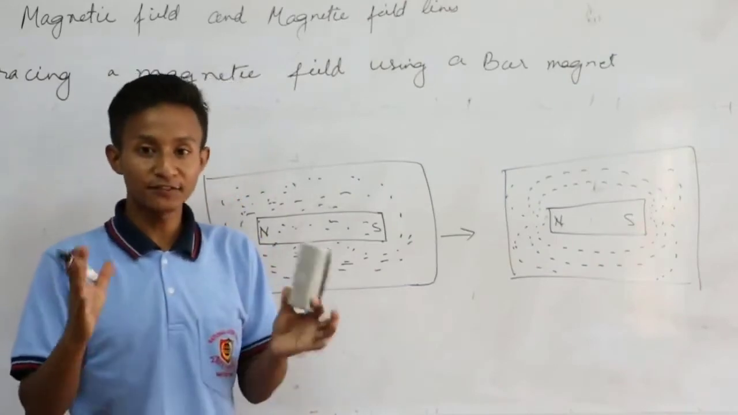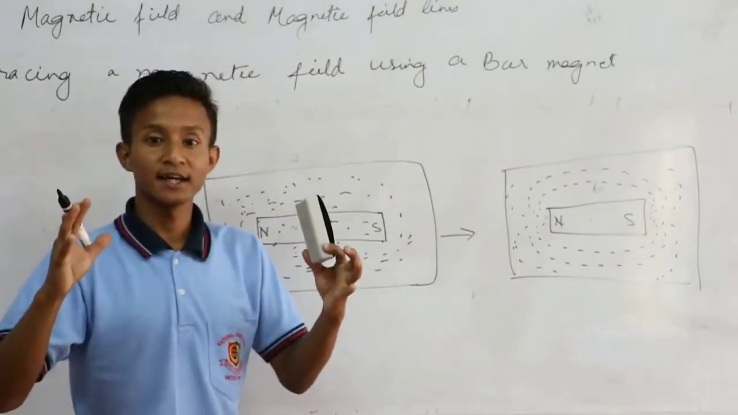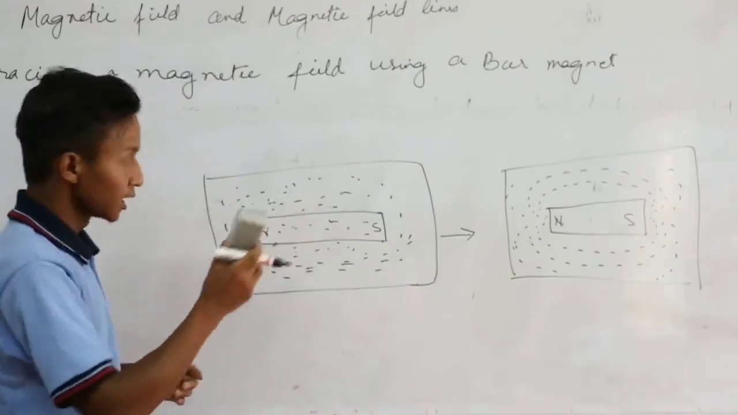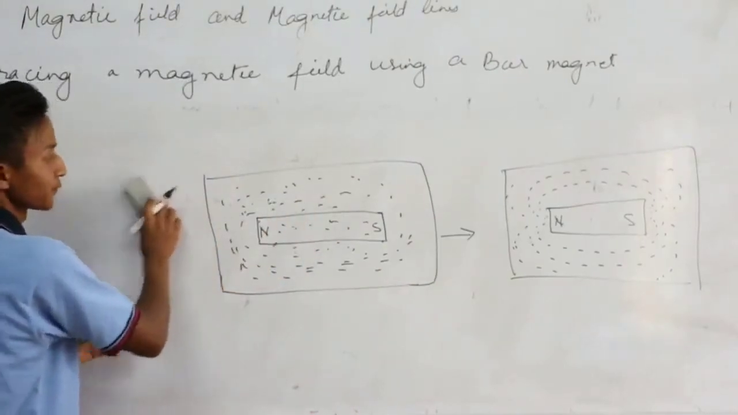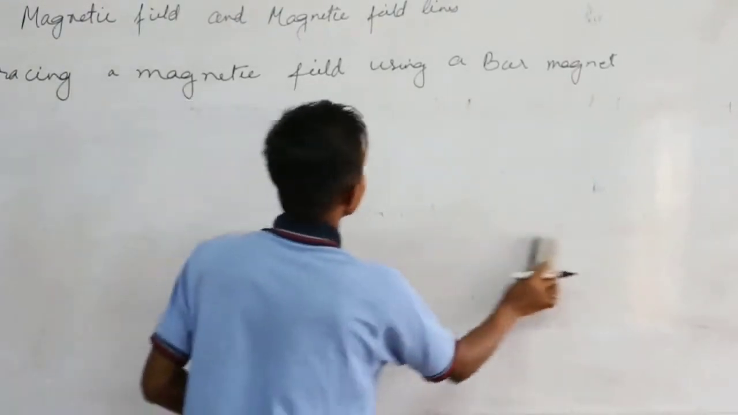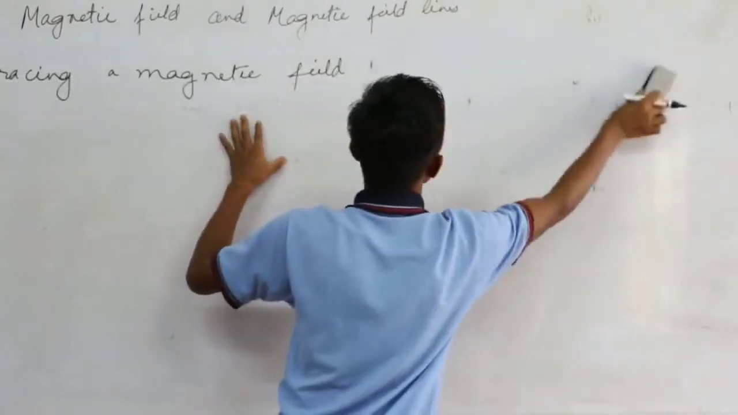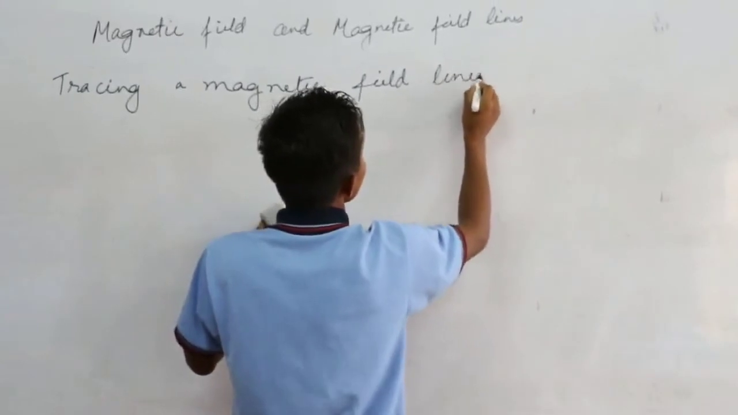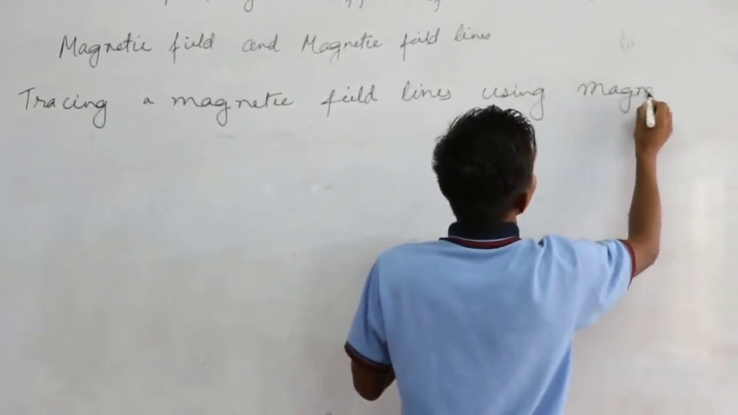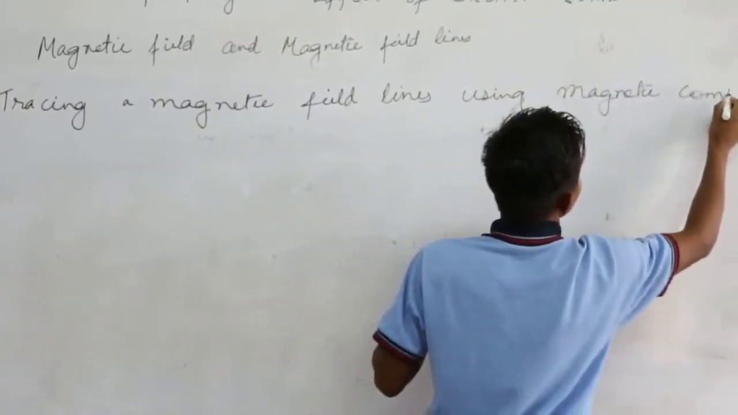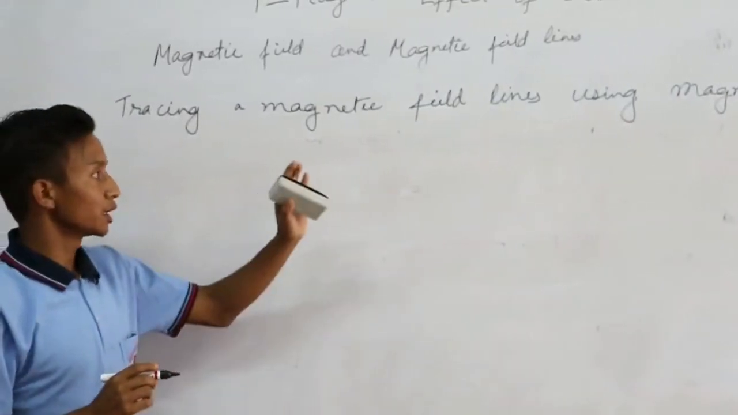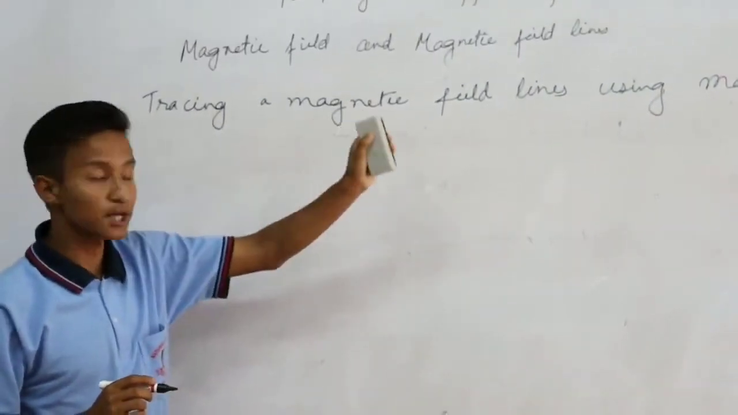So there is another activity to trace the magnetic field lines with the help of a magnetic compass and a bar magnet. So let me move to another activity. Tracing magnetic field lines using a magnetic compass. In this activity, you will work with the help of a magnetic compass and a bar magnet.